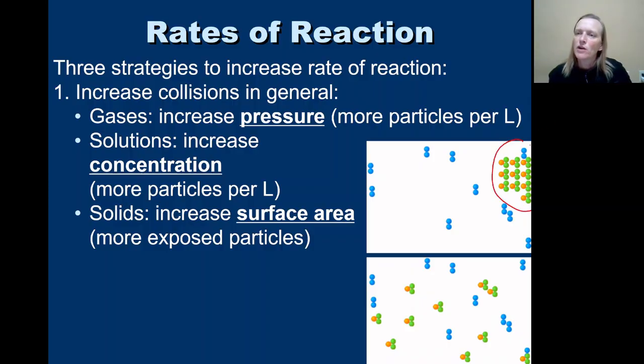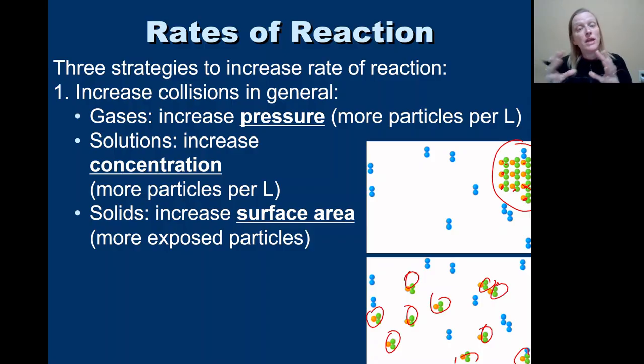This diagram over here shows the idea of surface area. Here, there's only 1, 2, 3, 4, 5, 6, 7 particles exposed. But if we crush that solid into separate particles, then 1, 2, 3, 4, 5, 6, 7, 8, 9, 10 particles are exposed. By increasing the surface area, you're exposing more particles so that they're available for collisions.